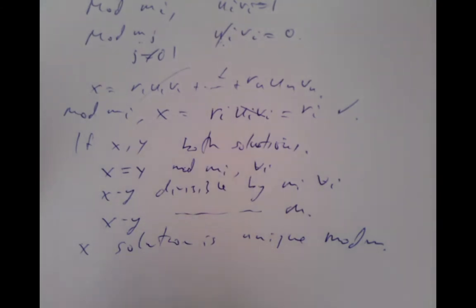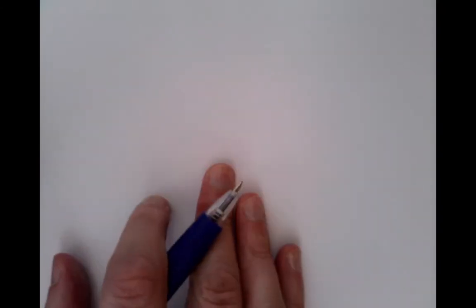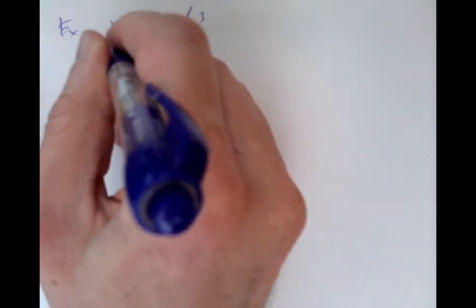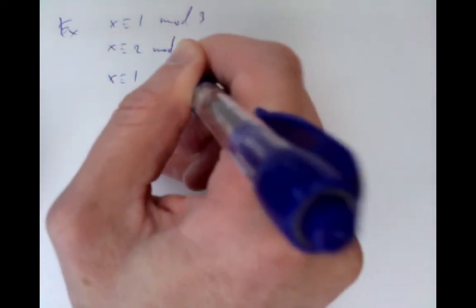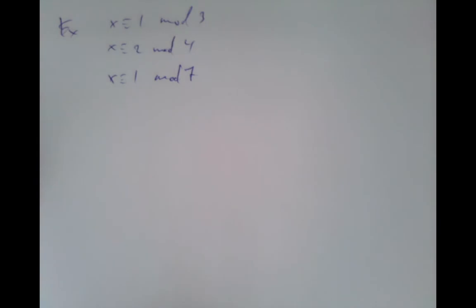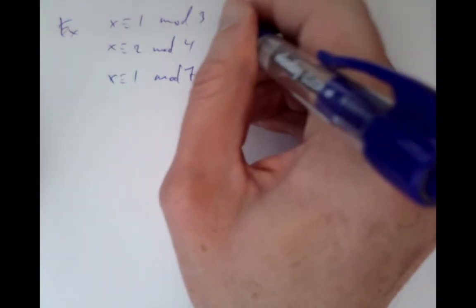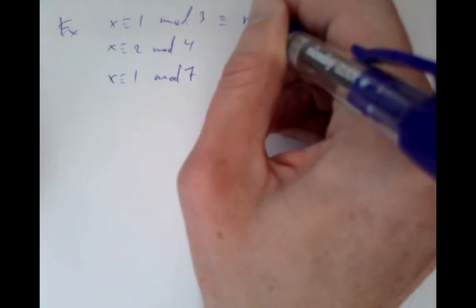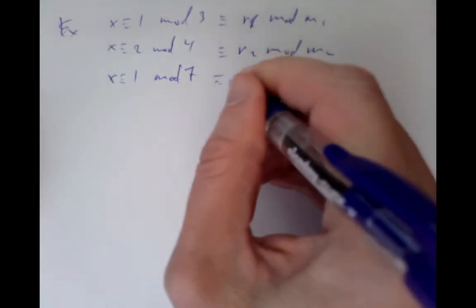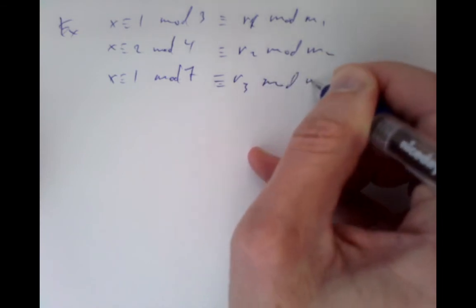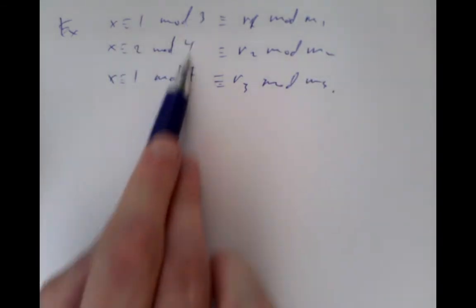So let's work out an example of seeing how to do this in practice, because you'll need to know how to actually carry out these kinds of computations. So we start with our example. We'll try x is 1 mod 3, x is 2 mod 4, and x is 1 mod 7. Okay, so these are our m's: 3, 4, and 7. This is r1 mod m1, r2 mod m2, and this is r3 mod m3. So these are our r's, these are our m's.